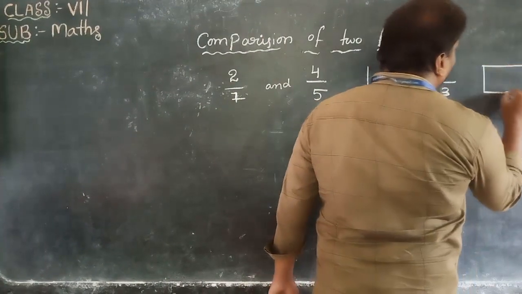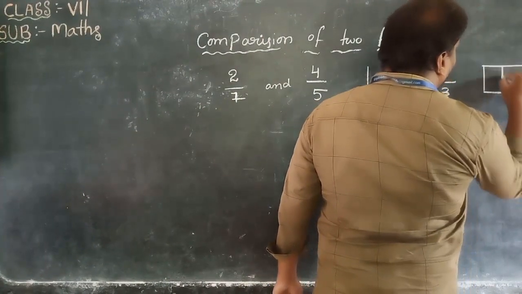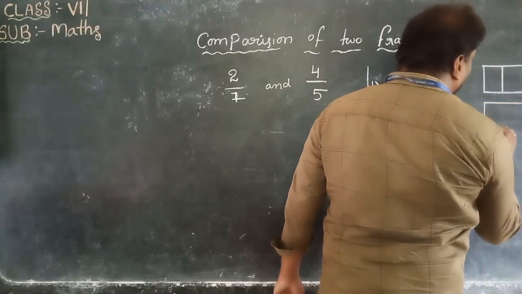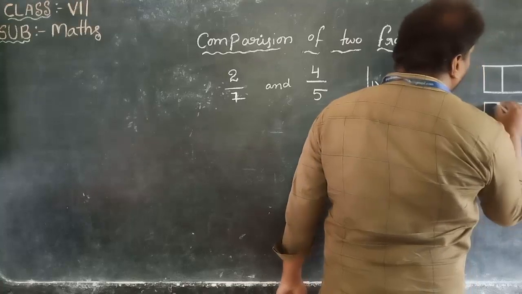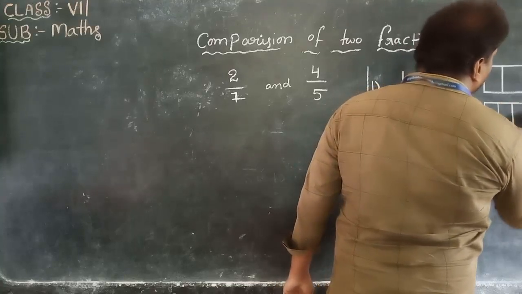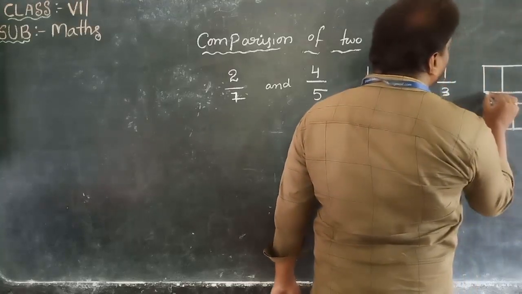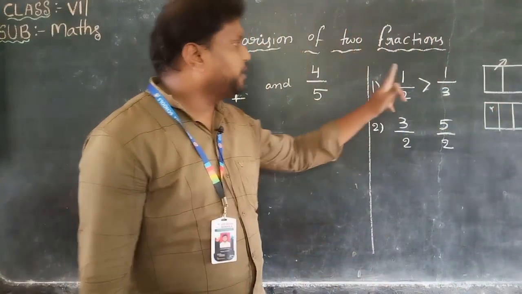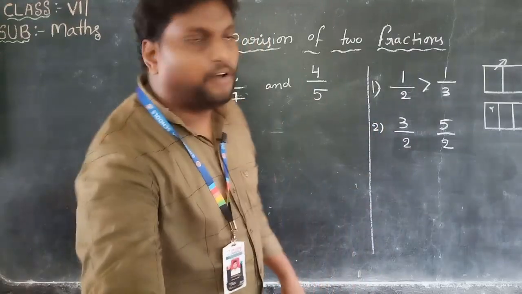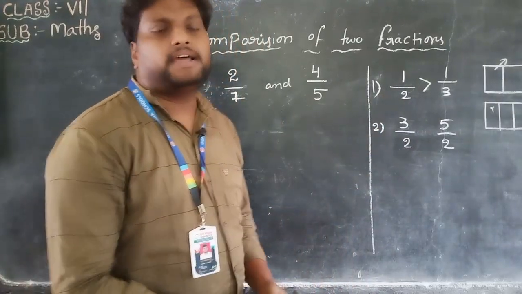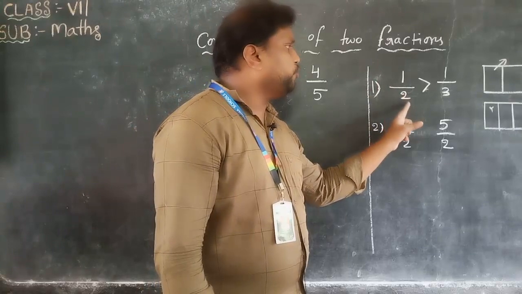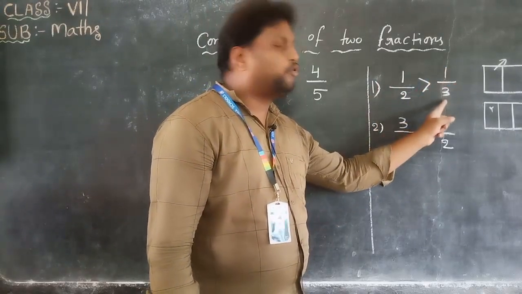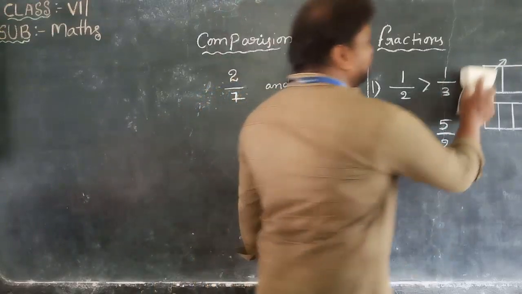This is 1 chocolate. This is 1 by 2. Same chocolate. This is 1 by 3. Which is more? This is more, this is less. 1 by 2 is more than 1 by 3. When two numerators are equal, the fraction whose denominator is less is more. The fraction whose denominator is more is less.